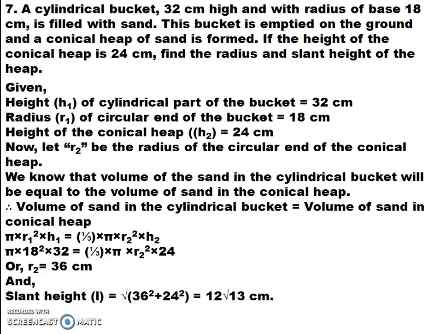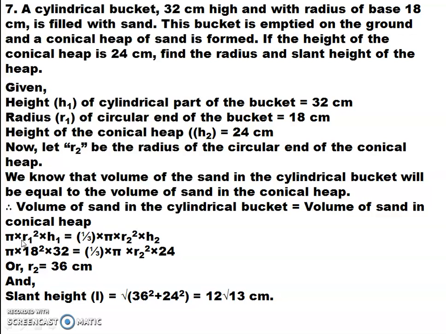So you will equate the volume of the cylinder to volume of the cone. We know that the volume of the sand in the cylindrical bucket will be equal to the volume of sand in the conical heap. So, here we are equating volume of the cylinder to volume of the cone. What is volume of the cylinder? It is pi r squared h.